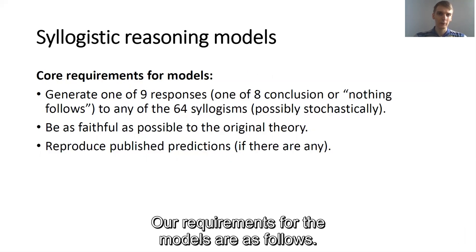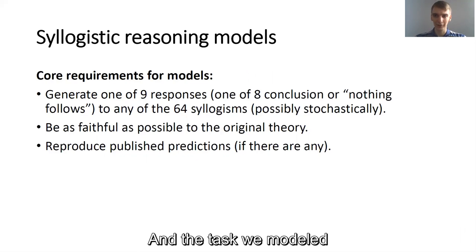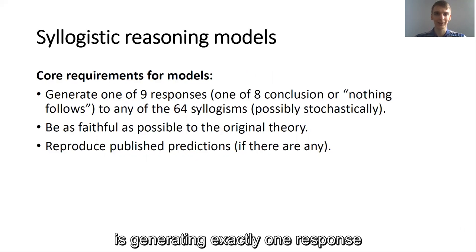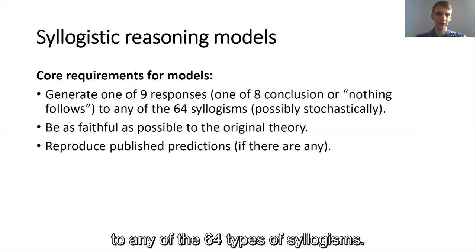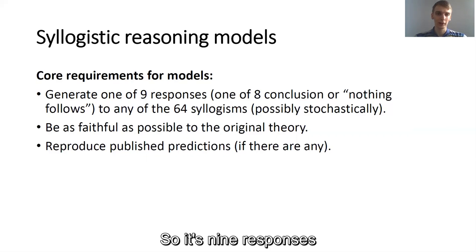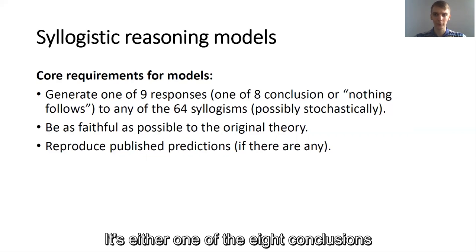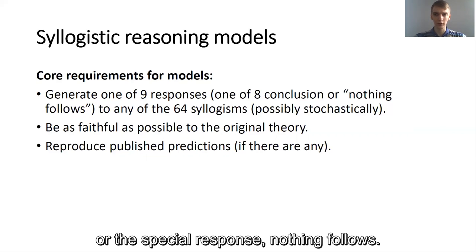Our requirements for the models are as follows. The task we modeled is generating exactly one response to any of the 64 types of syllogisms. So there are 9 responses that can be generated. It's either one of the 8 conclusions or the special response, nothing follows.